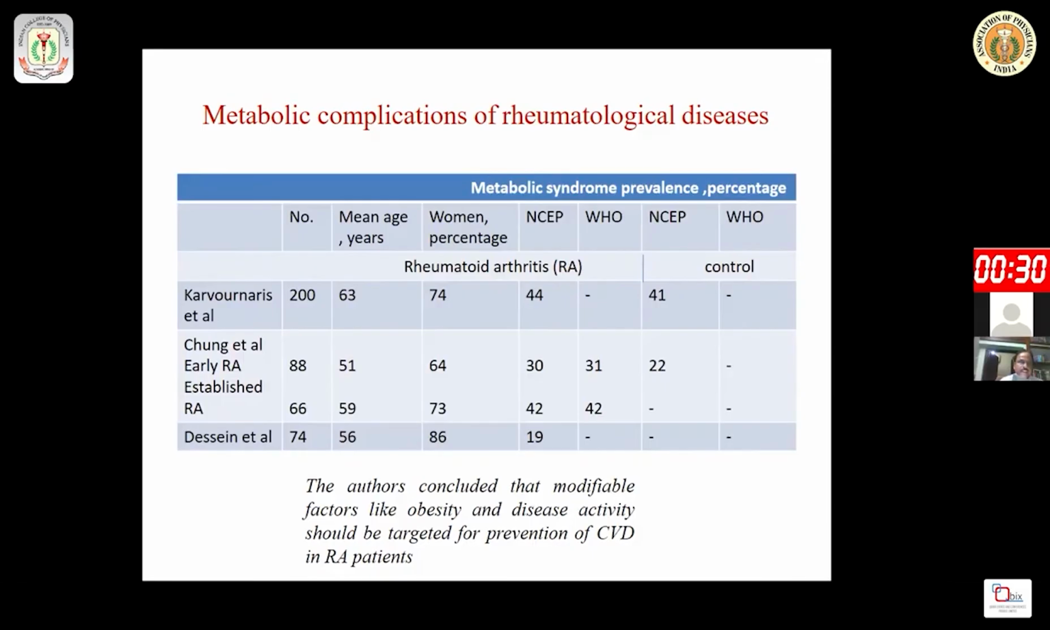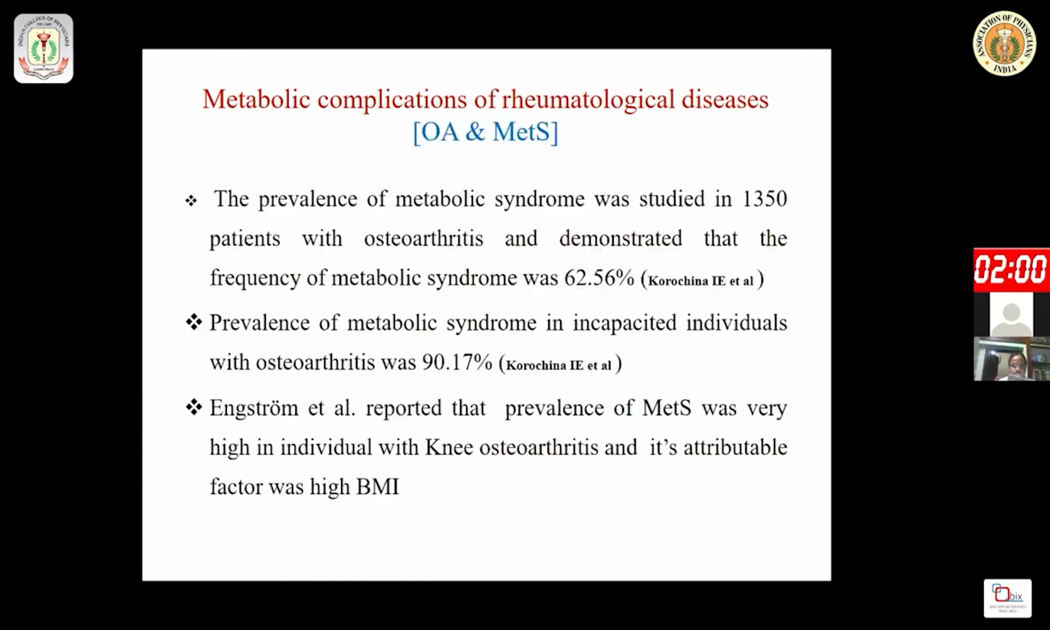The same thing was seen in the last study, that is Desan et al. But the Chow et al. study was done on rheumatoid arthritis patients having more disease activity. So here we get more metabolic complication in comparison to control. So authors conclude that modifiable factors like obesity and disease activity should be targeted for prevention of CVD in RA patients. Next.